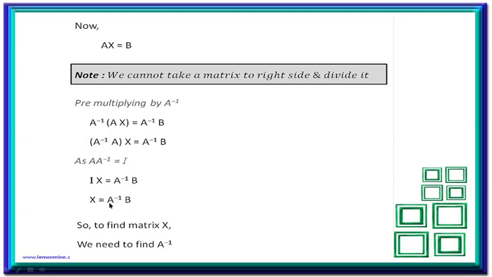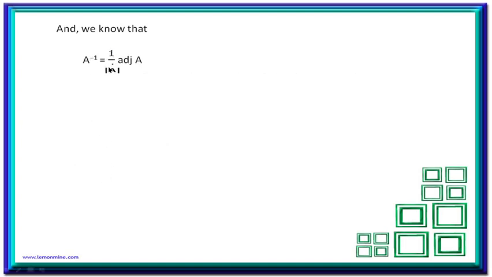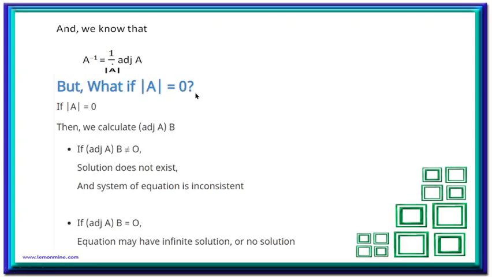We can simply multiply A inverse matrix and matrix B. But for that, first of all, we have to find A inverse. A inverse is equal to 1 upon determinant A into adjoint A. Now the next question is, what if determinant A is equal to 0? If determinant A is equal to 0, then what will happen?